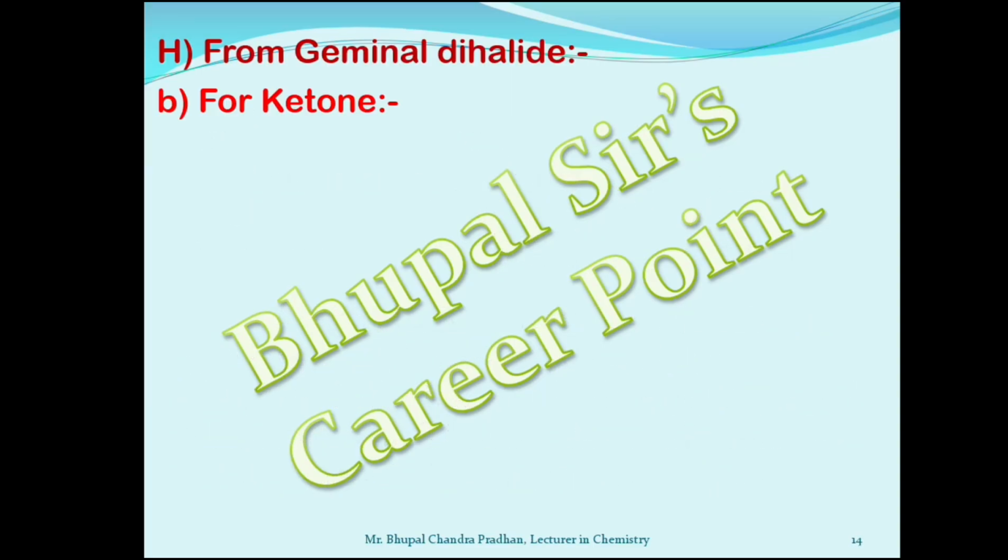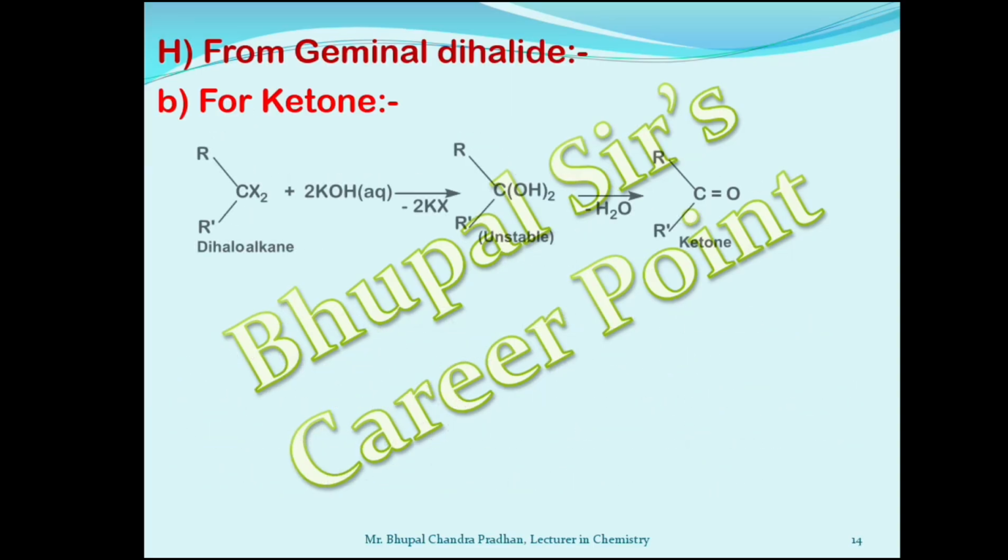Now, how is ketone prepared from geminal dihalide? Instead of terminal dihaloalkane, we have to take non-terminal dihaloalkane. Then we will get ketone. When dihaloalkane is treated with aqueous NaOH or KOH, then the halogen atoms are substituted by OH groups. We will get a dihydroxy compound which is unstable and loses one water molecule to give corresponding ketone.